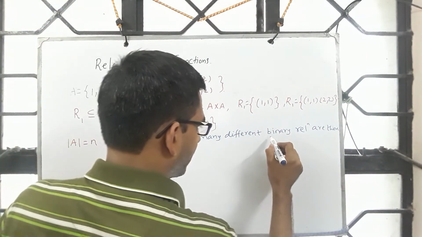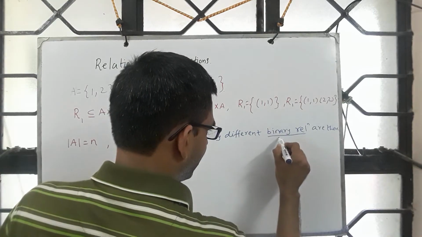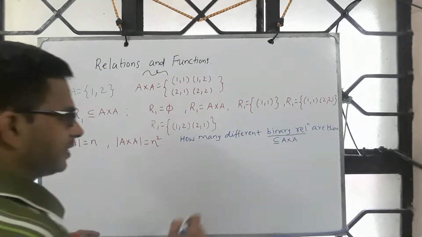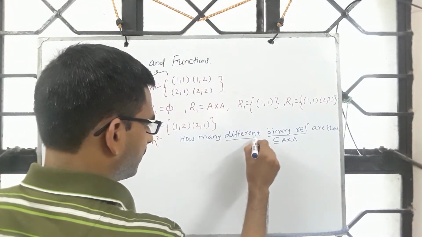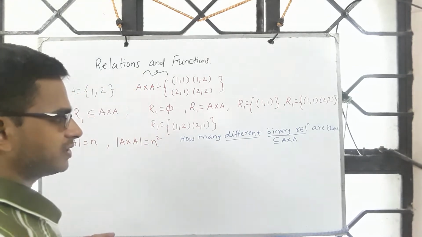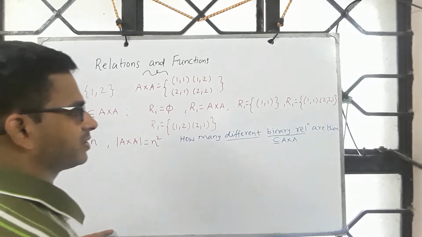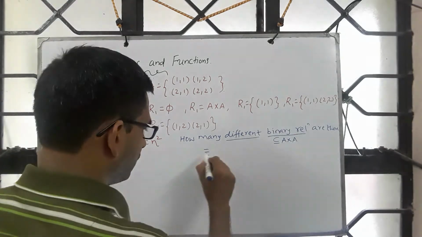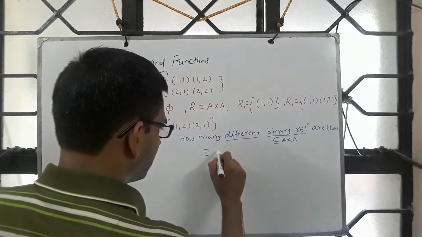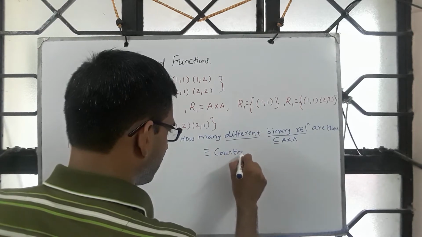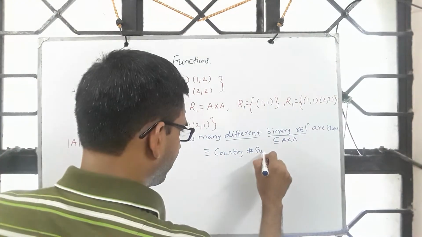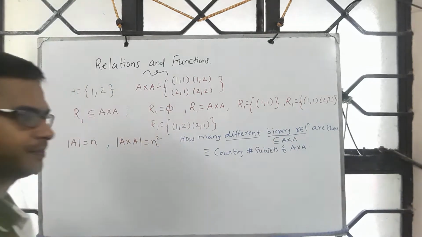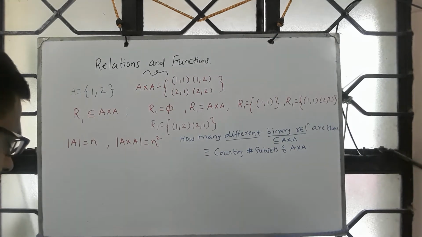Apply the definition. A binary relation is only a subset of A cross A. Now asking for different binary relations is equivalent to listing all subsets of A cross A. Correct? So answering this is equivalent to counting the number of subsets of A cross A. Fine?